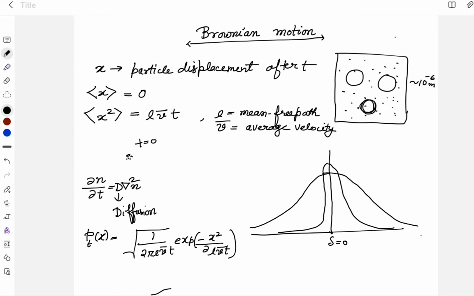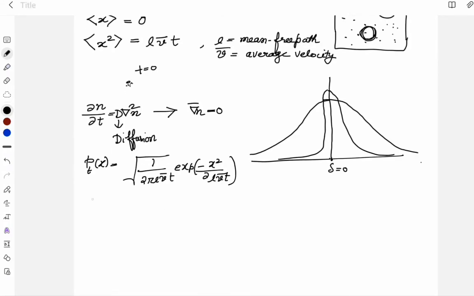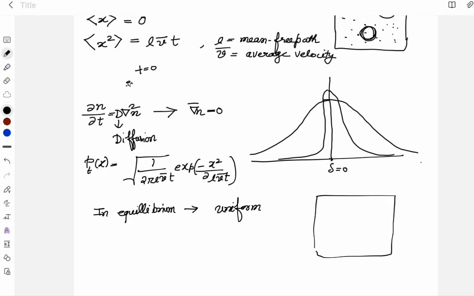From this equation we can see that the diffusion will stop when there will be no gradient in n present. So in equilibrium everything will be uniform. The dye molecules will be uniformly distributed among the fluid particles, and the dye molecule size is actually of the same order as the fluid particles.